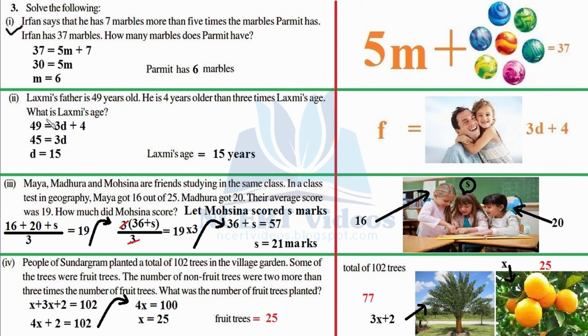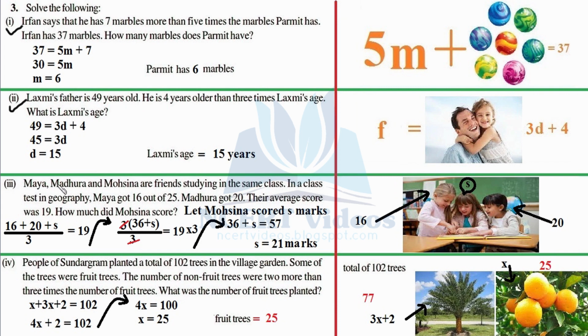So solve it. Transpose 4 towards the left hand side. It gets subtracted. So 45 equals 3D. Get rid of this 3 by dividing by 3 on both sides. D is separated by 3. 3 ones are 3, 1 is the remainder, 15, 3 5s are 15. Therefore, Lakshmi's present age is 15 years. You can check it. 15 3s are 45 plus 4 is 49.